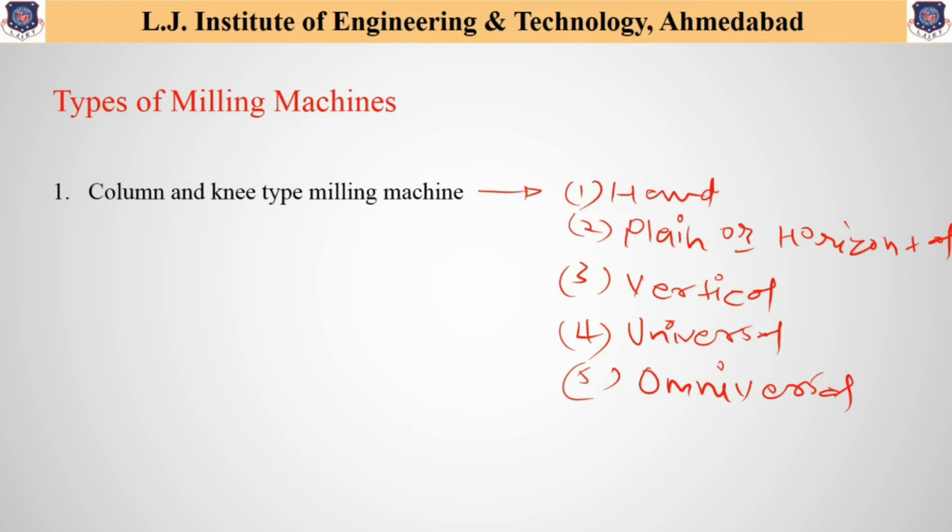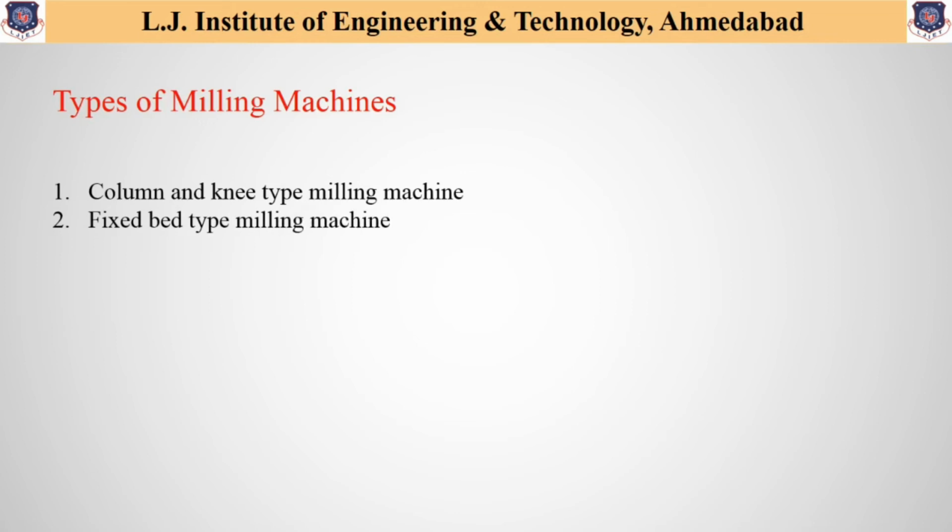Now the next machine, that is the fixed bed type milling machine. And in this fixed bed type milling machine, it is also sometimes called as manufacturing type milling machine. And this machinery is also further classified as first one, that is the plane type milling machine.